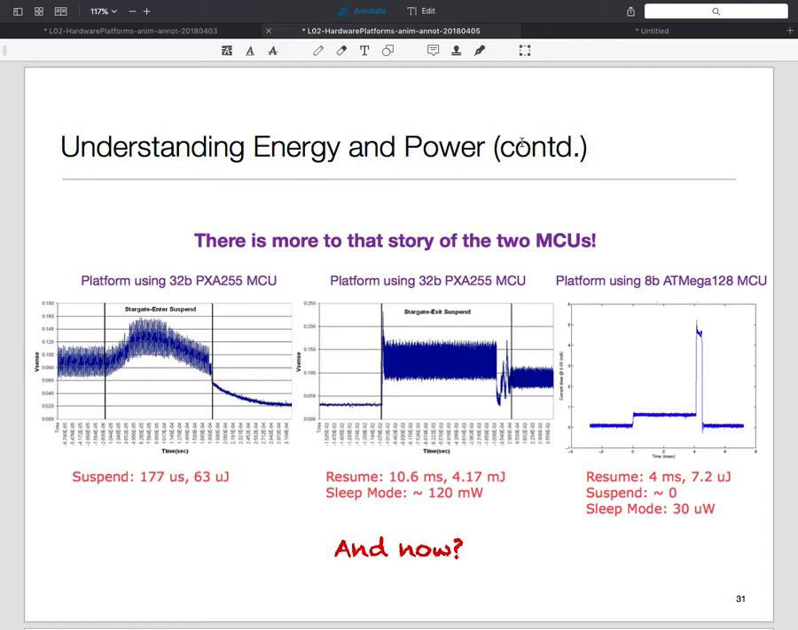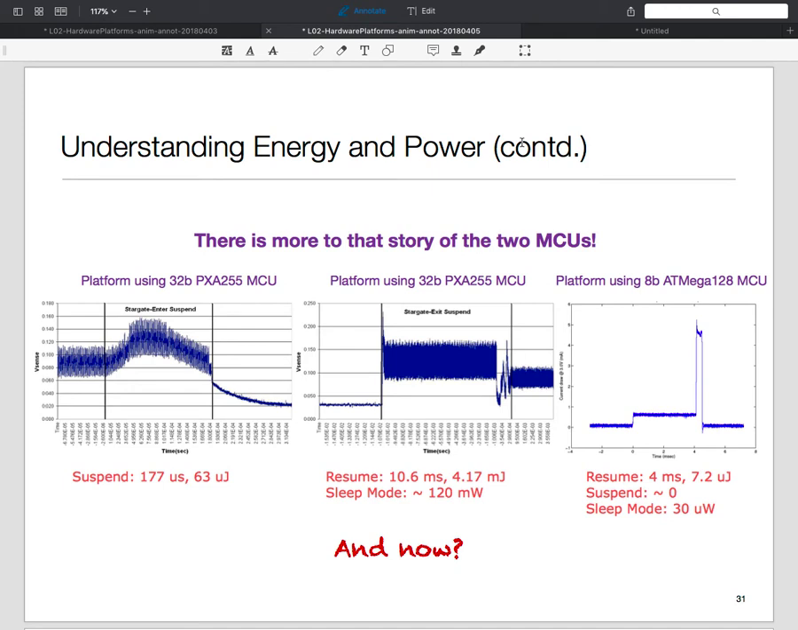You might ask, why does it take 10 milliseconds? Because that's a 32-bit processor running Linux. Boot up time after it's coming out. Okay, now this is around 10, 12 years old. Now things have certainly improved, but the point is a complicated OS takes time to wake up. Okay, 4 millijoules. Sleep mode, 120 milliwatt power.